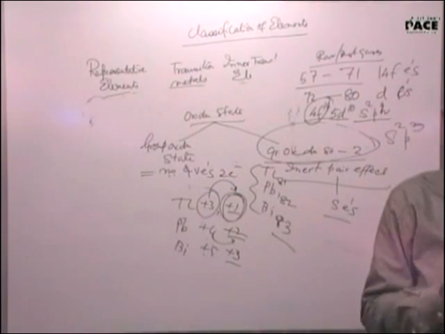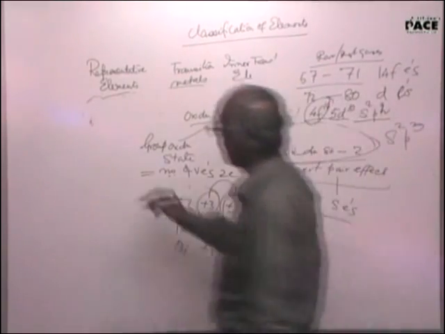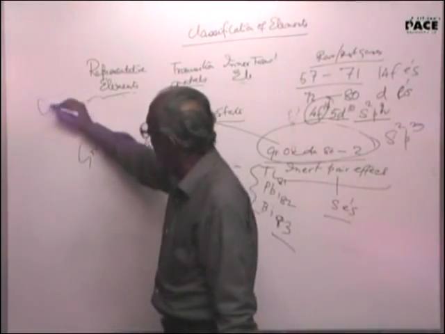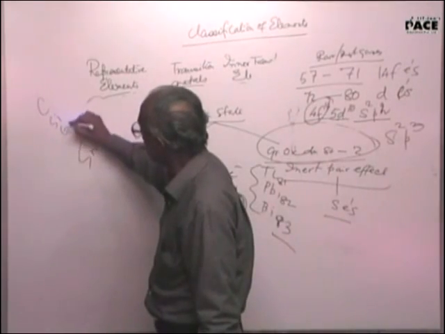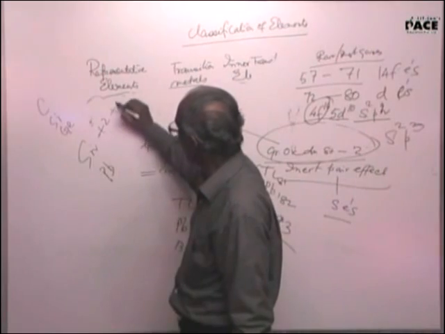What is the proof I have for making such a statement? For example, if you look at carbon, silicon, germanium, tin, lead. Tin shows +2 and +4.